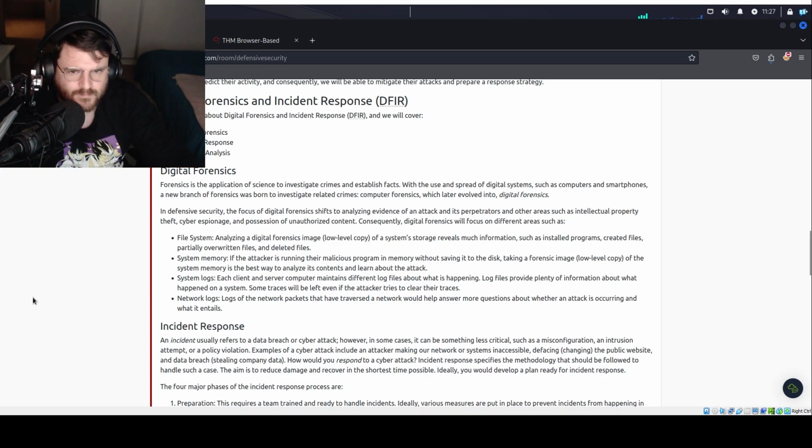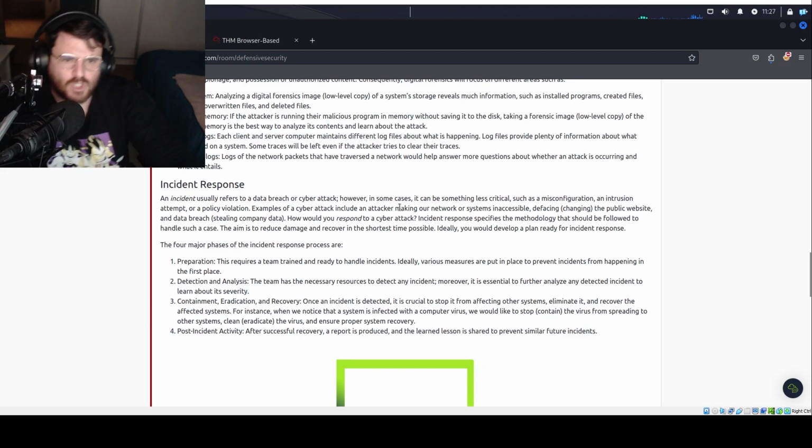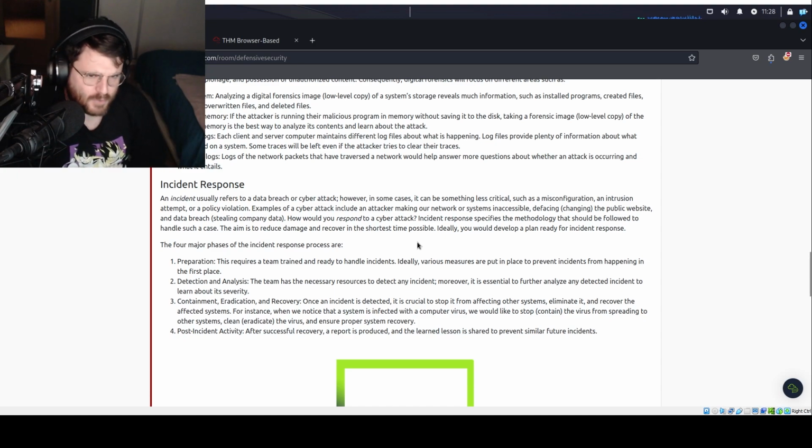Incident response. An incident usually refers to a data breach or a cyber attack. However, in some cases, it can be something less critical, such as a misconfiguration, an intrusion attempt, or a policy violation. Examples of a cyber attack include an attacker making our network or systems inaccessible, defacing or changing the public website, and a data breach, stealing the company data. How would you respond to a cyber attack?